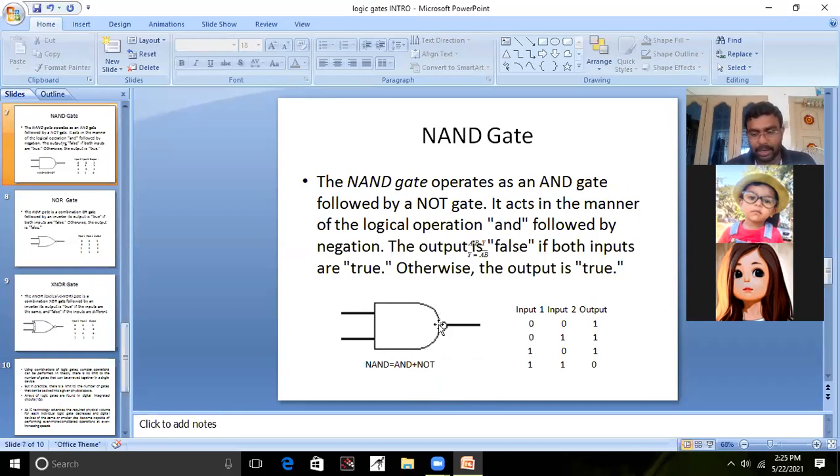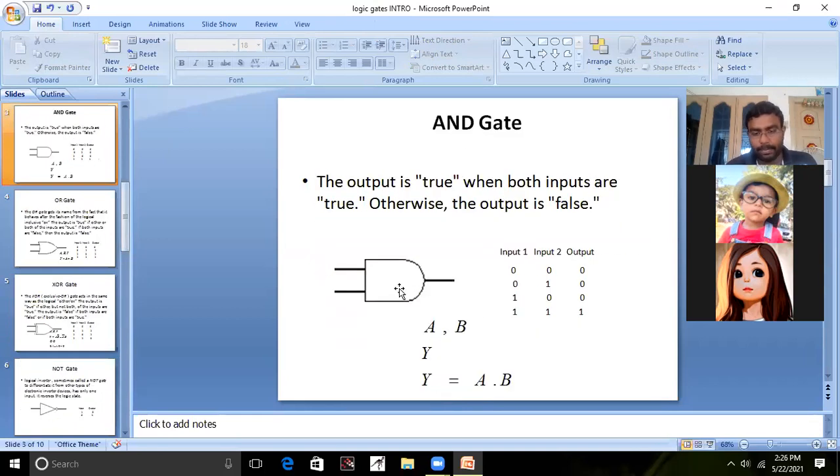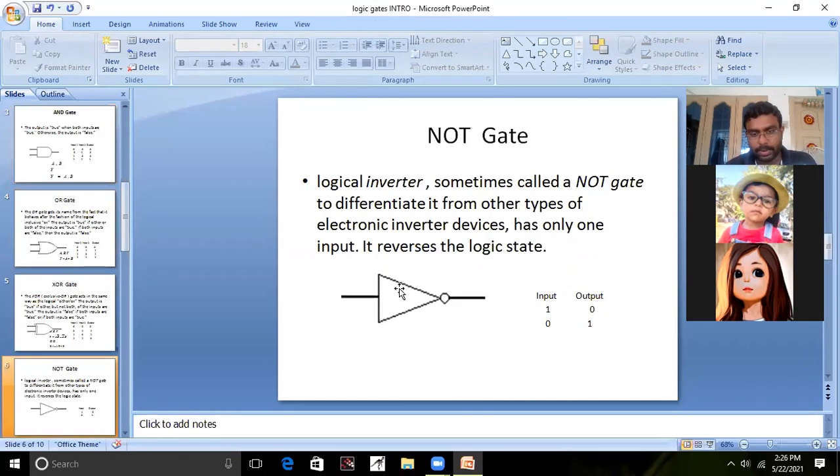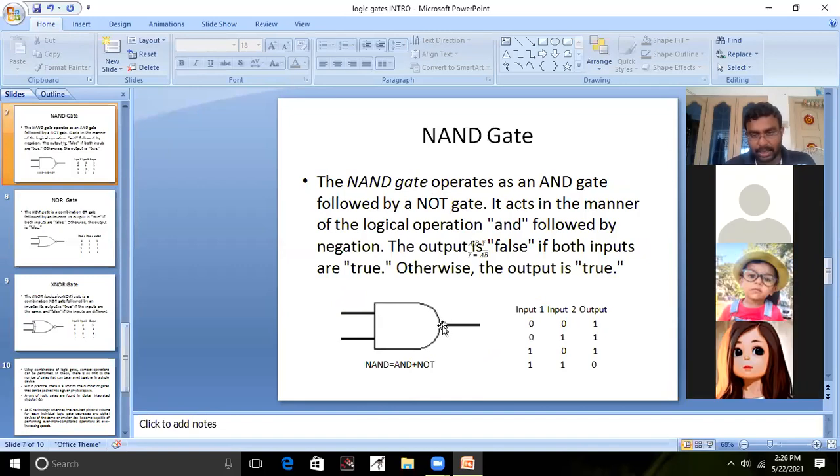This logic symbol and this logic symbol. What is the difference you can find between these two logic symbols, guys? Can you identify any difference? Sir, at the tip there is a small circle, sir. Yes, this is called a bubble. This can be called a bubble or inverter.